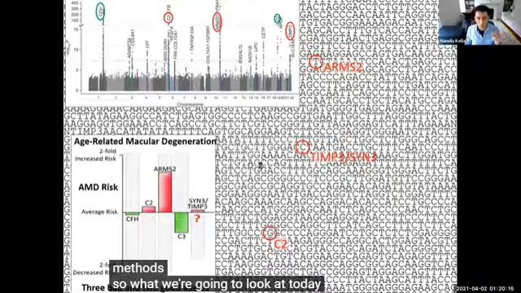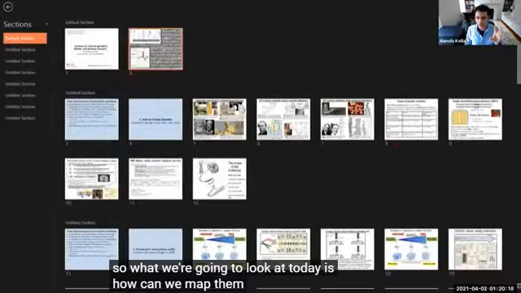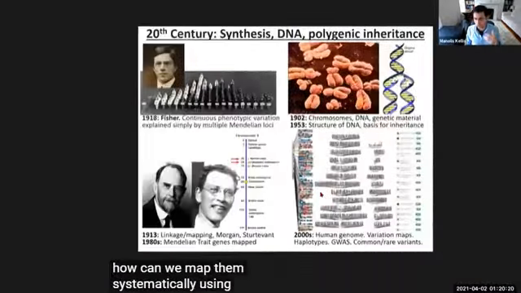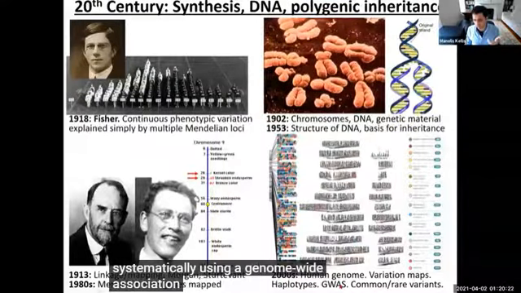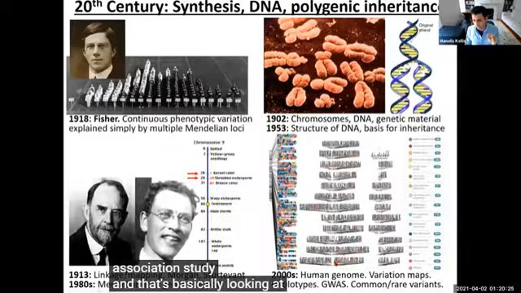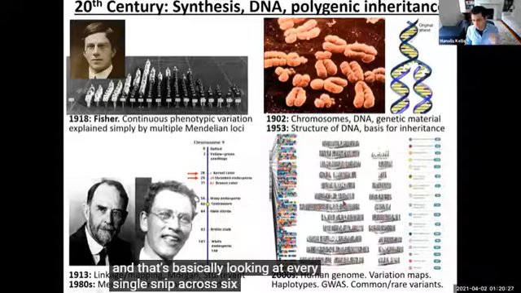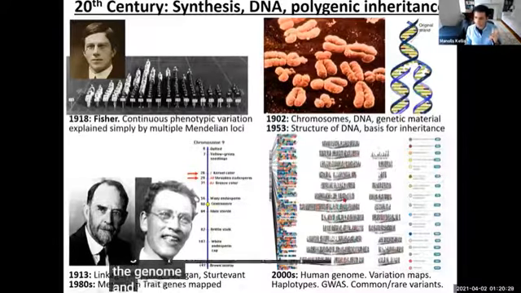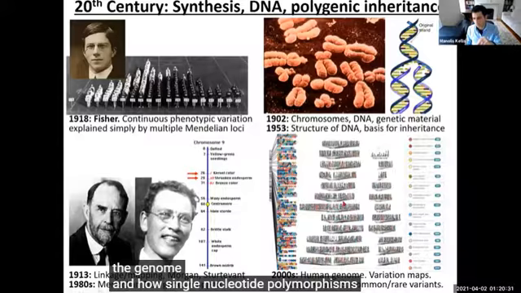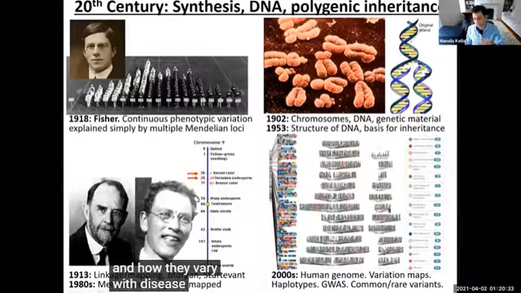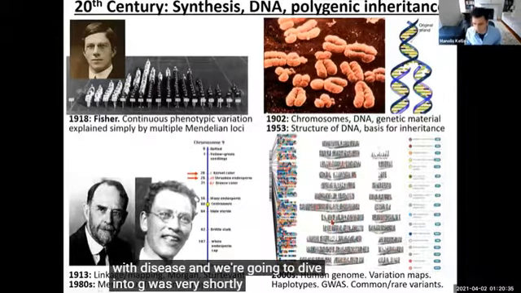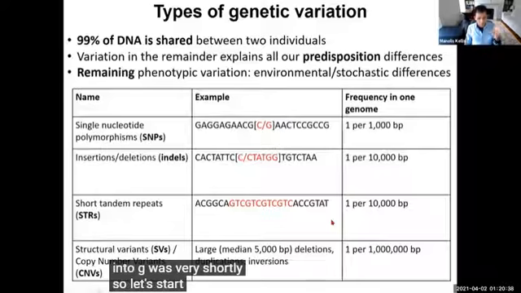So what we're going to look at today is how can we map them systematically using a genome-wide association study. And that's basically looking at every single SNP across 6 million SNPs in the genome, single nucleotide polymorphisms, and how they vary with disease. And we're going to dive into GWAS very shortly. So let's start with the basics.